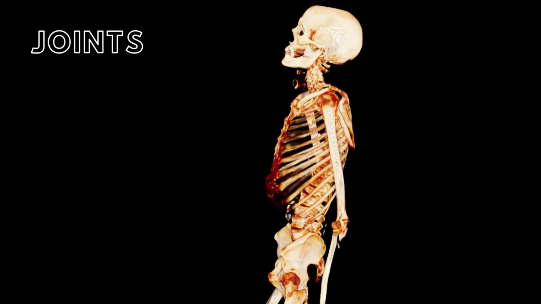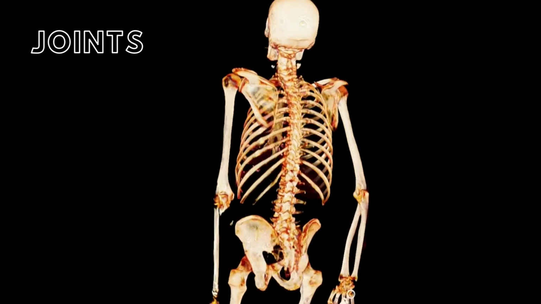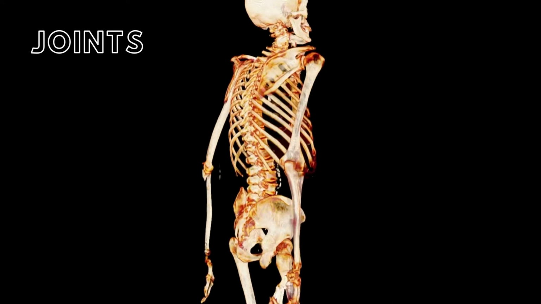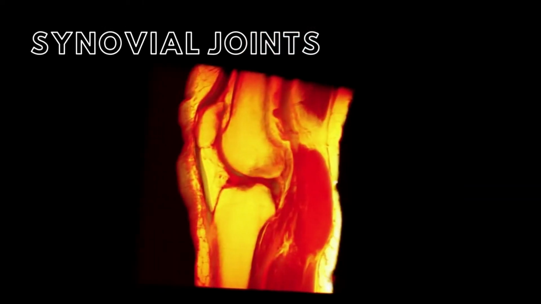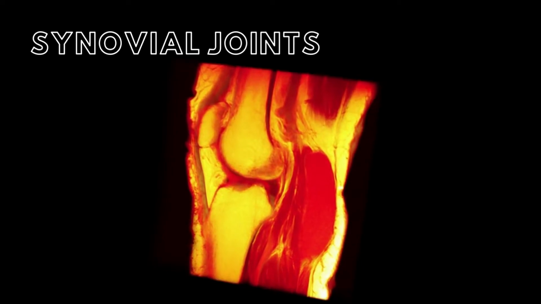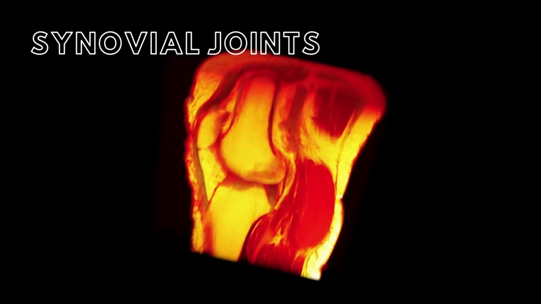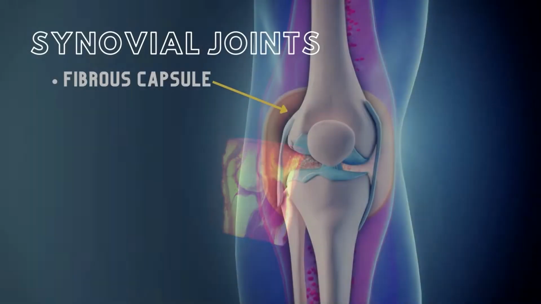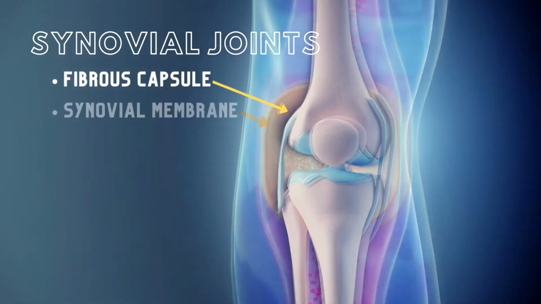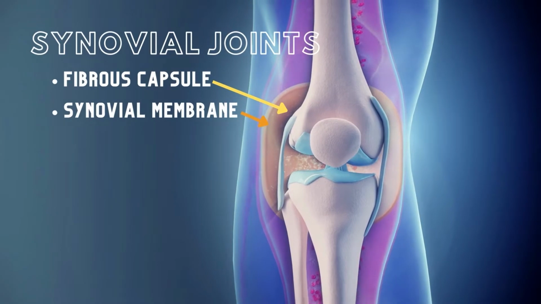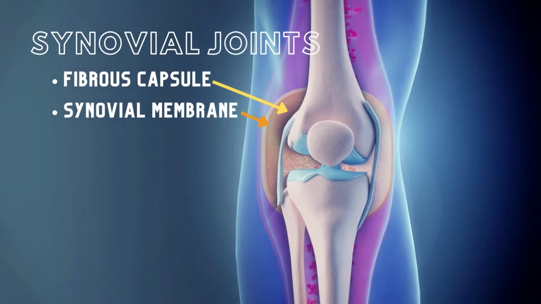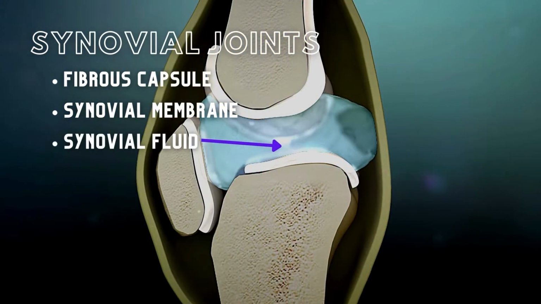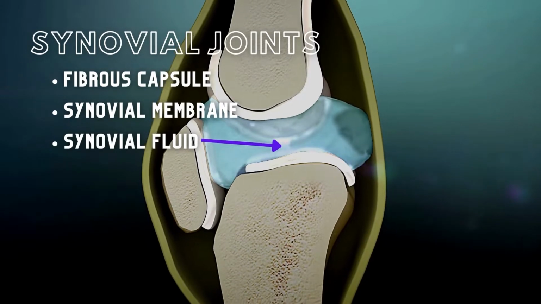Synovial joints, also termed diarthrosis joints, allow for the greatest range of motion. Therefore, synovial joints have the greatest possibility for a dislocation. There are 7 anatomical characteristics of a synovial joint, which are a fibrous capsule, a synovial membrane lining the inner surface of the joint capsule, secretion of synovial fluid by the synovial membrane.